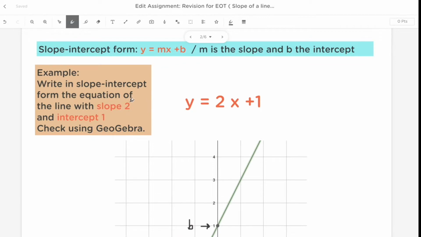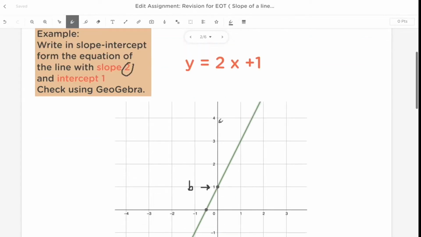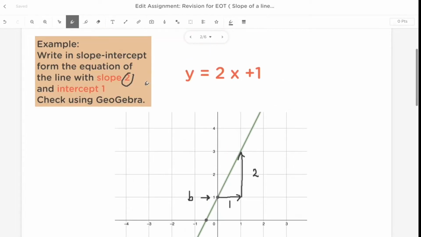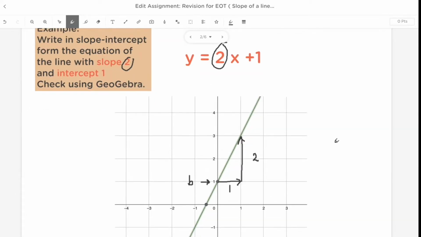Now, how do we check the slope is 2 in this line? We go run and rise. How much is the rise? How much is the run? The run is 1 and the rise is 2. So if we do rise over run, do we get the slope of this line? Yeah, 2 over 1. What is 2 divided by 1? Equals 2. And that's your slope.